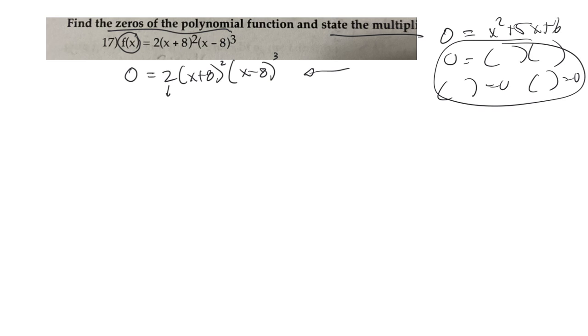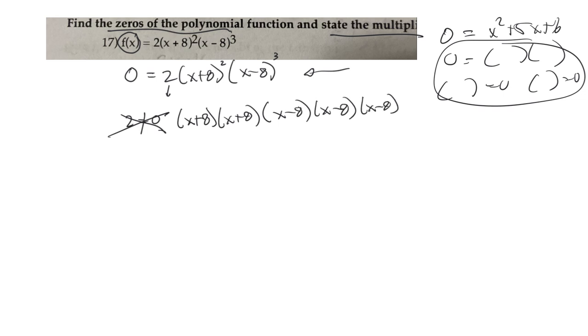So this one is a factor, so 2 equals 0. Now to deal with that one right away, it doesn't equal 0, so it's a false one. I can forget about that one. But the next one I have is x plus 8, and then another x plus 8. I'm just going to rewrite these. And then an x minus 8, an x minus 8, and an x minus 8, right? Because there's 3 of them, and then there's 2 x plus 8s.